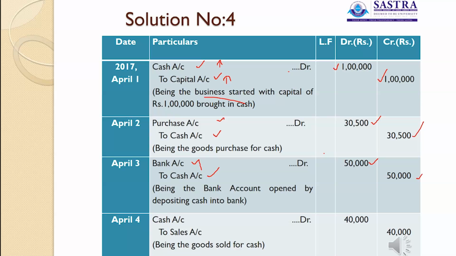Narration. The narration for this transaction is being the bank account opened by depositing cash into bank. Then the goods sold for cash. Cash account debited to sales account. Cash account debited rupees 40,000 to sales account rupees 40,000. Okay.